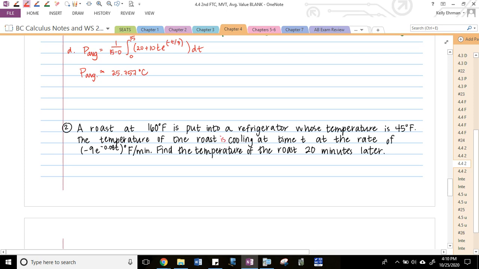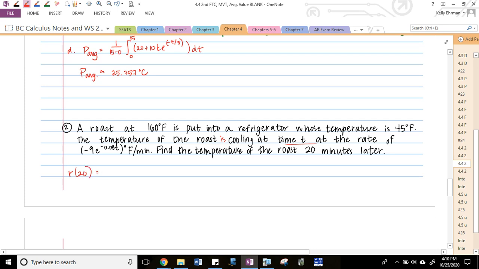Temperature of the roast is cooling. Find the temperature of the roast 20 minutes later. So the temperature of the roast is, let's just call it T. Oh, no, they use time T. We'll just call it R for roast. So we want R of 20.